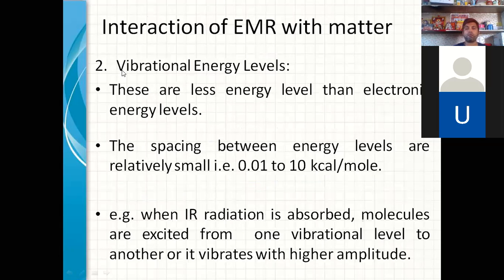Now we have vibrational energy levels also. When molecules absorb electromagnetic radiation in the IR region, they start vibrating, and because of this vibration they have different vibrational energy levels. These are lower energy levels than electronic energy levels. The spacing between energy levels is relatively small; the energy difference is very small.